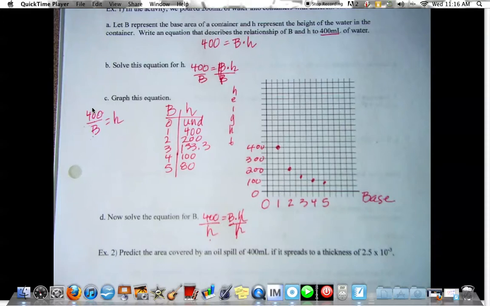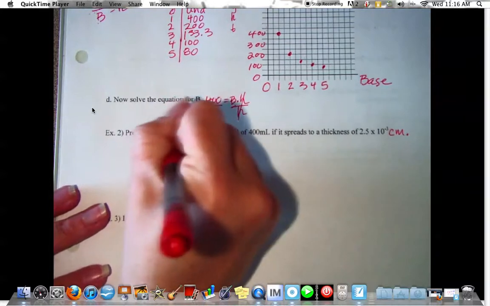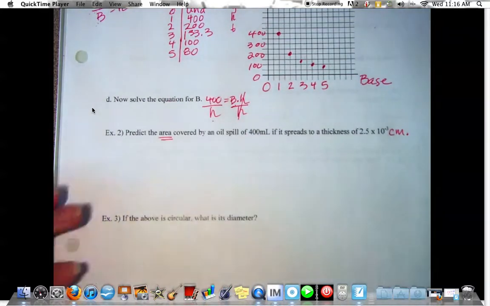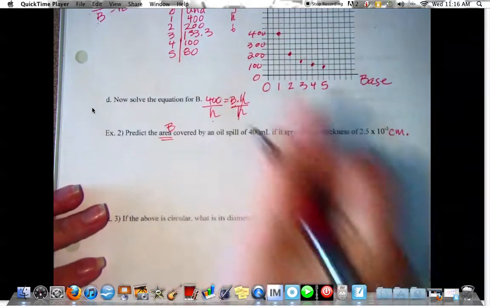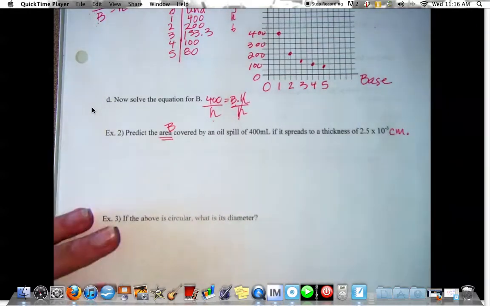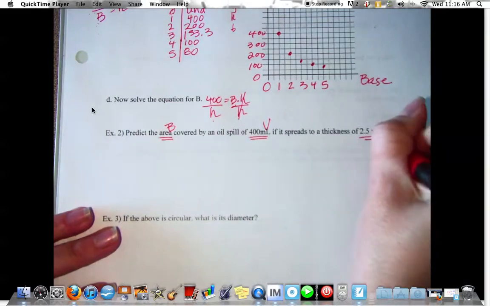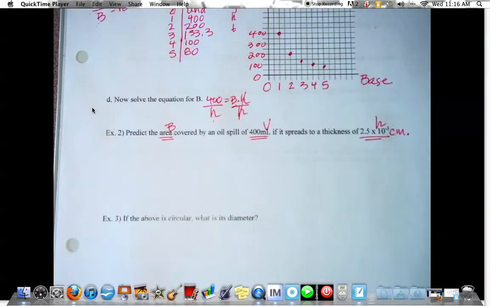Predict the area covered by an oil spill of 400 milliliters if it spreads to a thickness of 2.5 times 10 to the negative 3 centimeters. So you're asked to find area. Area is represented by the base. So we need to look for the volume. There's our volume right here, and our height right here, 2.5 times 10 to the negative 3.